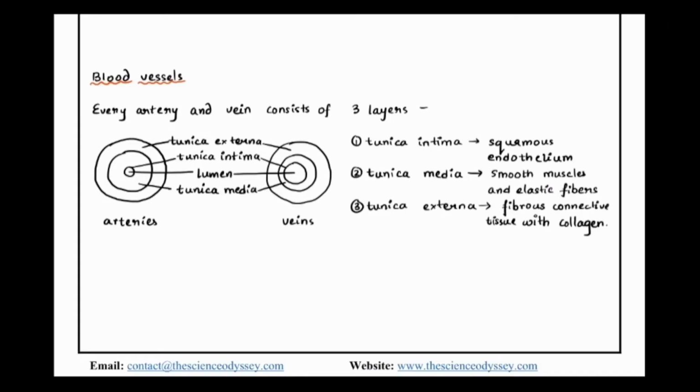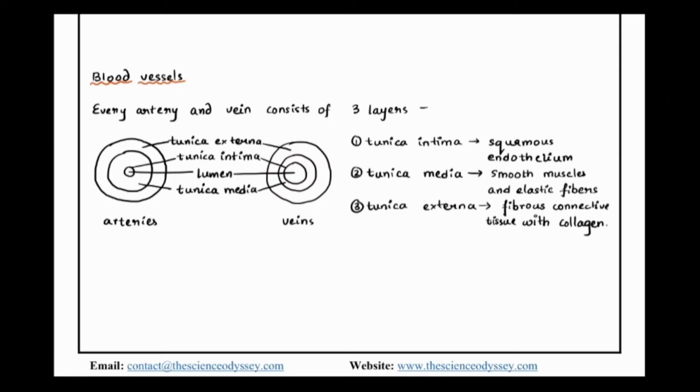Okay, so let's talk about blood vessels. We're going to talk about the arteries and the veins. Both artery and vein have three different layers. The innermost layer is called the tunica intima, which is this layer. And then we have the tunica media, and finally the last layer, the tunica externa.